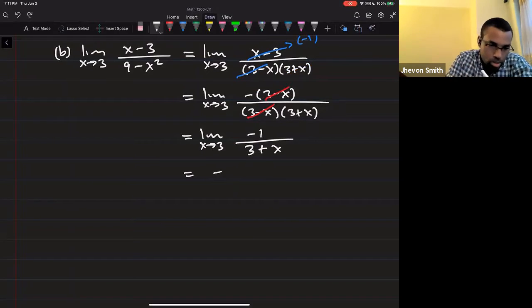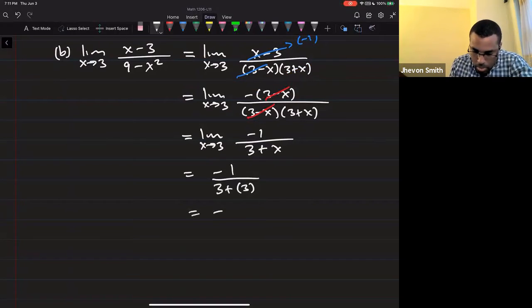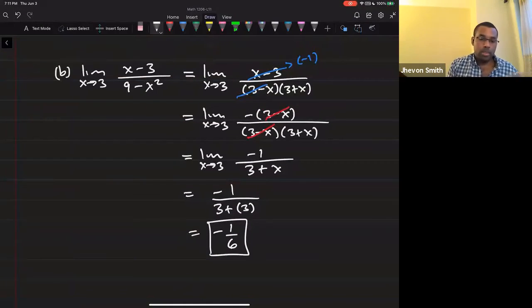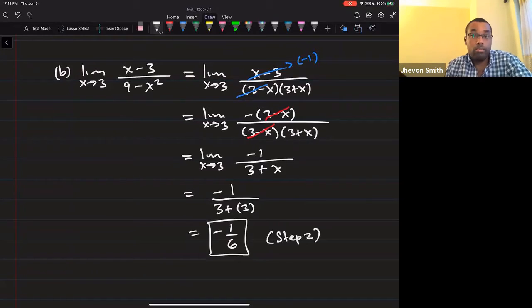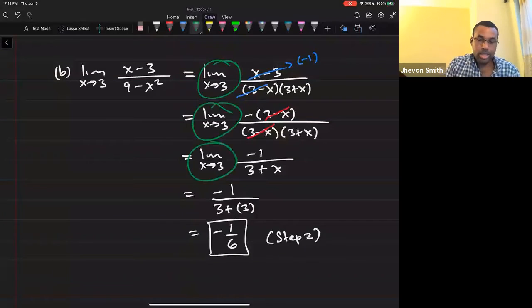Let me make it clear what I was doing here. Here I couldn't plug in because if I plug 3 into x here, the denominator would be 0. And Jhevon will kill you if you divide by 0. So you move on, you try to simplify. You could simplify here, and you got to a point where you could plug in the number. So this is like step 2. And notice that I keep writing the limit sign until I actually can do something to figure out what the limit is.